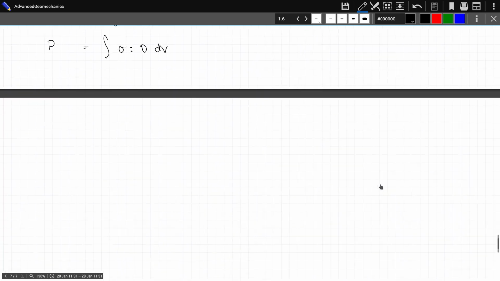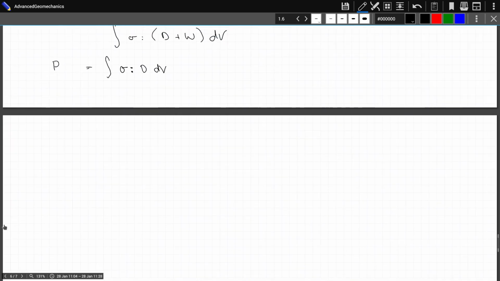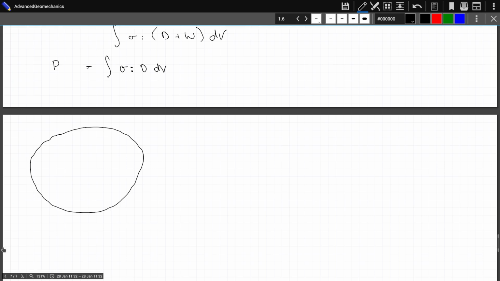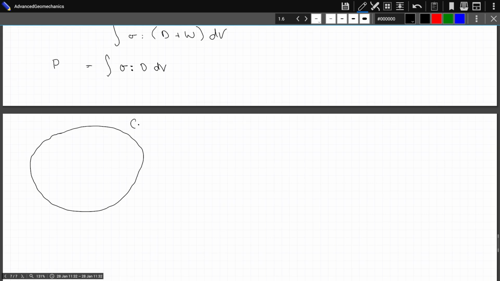Let's start by drawing a potato. And this potato is in the current configuration. So our potato is like a three-dimensional body, right? I'm drawing it two-dimensional.